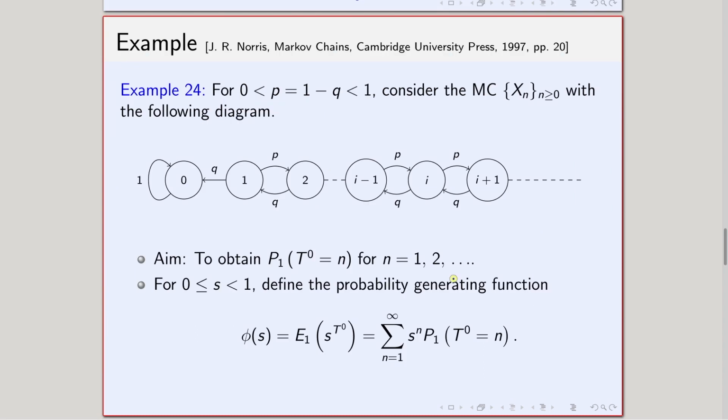So what is this example? The example starts with the same idea of a birth death process. The only thing is that here the probability of birth remains the same for any state, from i to i plus 1, or i minus 1 to i, whereas the probability of death also remains the same. It does not depend on the state i.